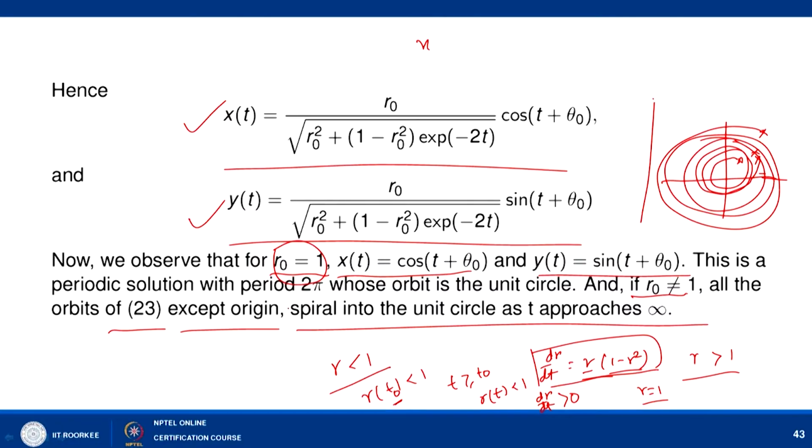So, this is a very unique feature in the nonlinear system. Here, what we have observed is that for r equal to 1, the solution x t and y t is a periodic solution with period 2 pi, and all other solutions for which r naught is not equal to 1, all the orbits of 23 except the origin, spiral into the unit circle as t approaches infinity, that we have just pointed out, and that you can look at from this also.